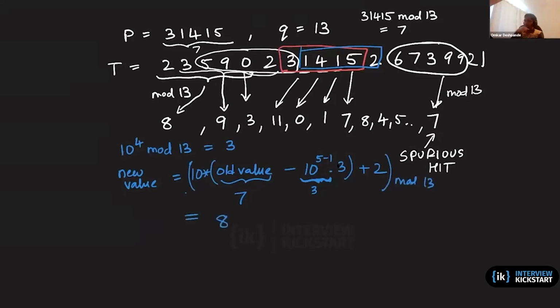Okay, but if you continue on, you'll see that when you come to this window, the value you'll calculate is going to be 7. And that will lead us to a false conclusion that the pattern appears at this point in the text as well, which it doesn't.